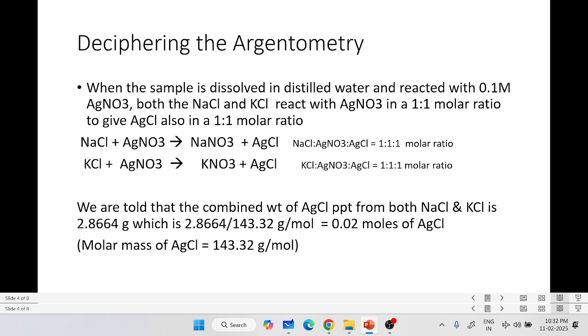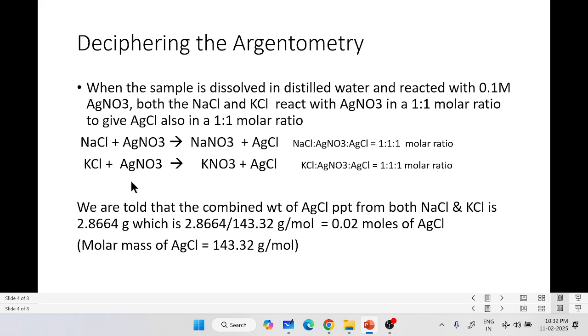When the sample is dissolved in distilled water and reacted with 0.1 molar AgNO3, both the NaCl and KCl react with AgNO3 in a 1:1 molar ratio to give AgCl also in a 1:1 molar ratio. As you can see, NaCl will react with AgNO3 to give NaNO3 plus AgCl. Once again, NaCl, AgNO3 and AgCl are in 1:1 molar ratio. So also KCl in the same way: KCl, AgNO3, AgCl in 1:1 molar ratio.